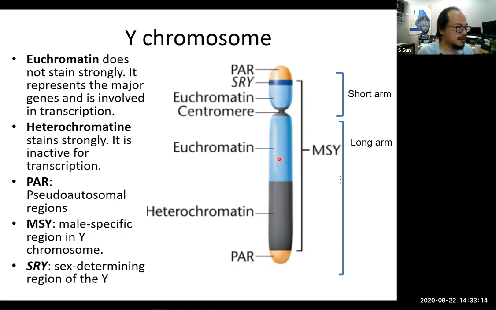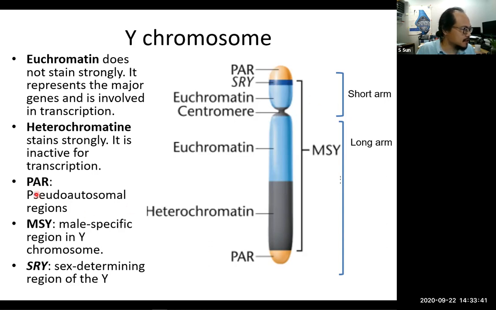So these portions are all common across different chromosomes. Short arm, long arm, euchromatin. There are some genes for protein encoding. There are some regions that are not for protein coding, heterochromatin. Those are centromeres. These are all very common across different chromosomes.